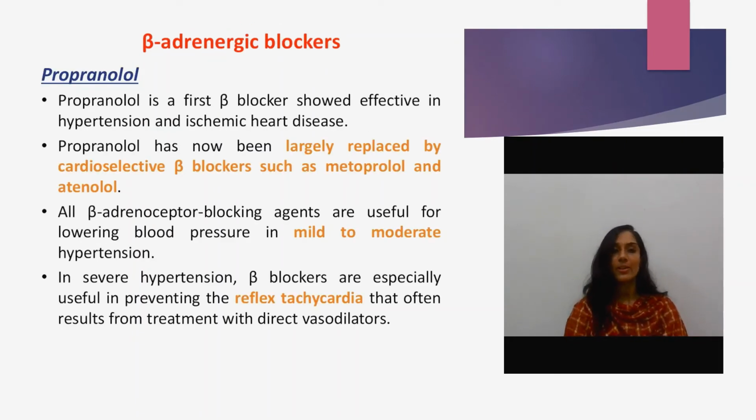The next is beta adrenergic blockers, in that, propranolol. Propranolol is the first beta blocker which is effective in hypertension and ischemic heart disease. It has largely been replaced by metoprolol and atenolol nowadays. It is useful in lowering blood pressure in mild to moderate hypertension. But the adverse effect is that it causes reflex tachycardia.